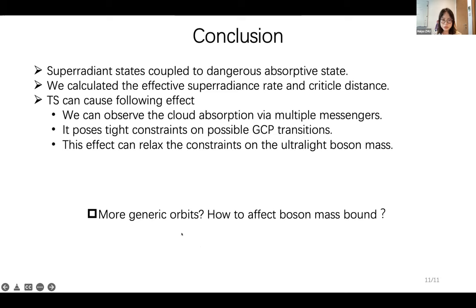And in the future, we can consider more general orbits, because in this work, we only consider coplanar circular orbits. And also we can study in detail how this effect will affect the boson mass bound. Okay, this is all my presentation. Thank you for listening. Is there any question?